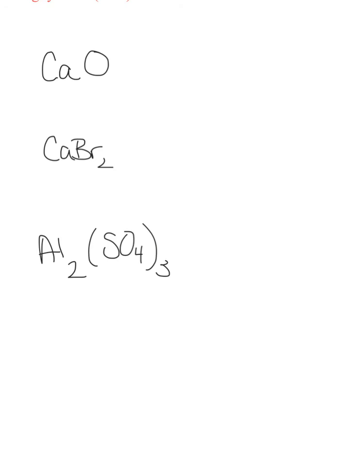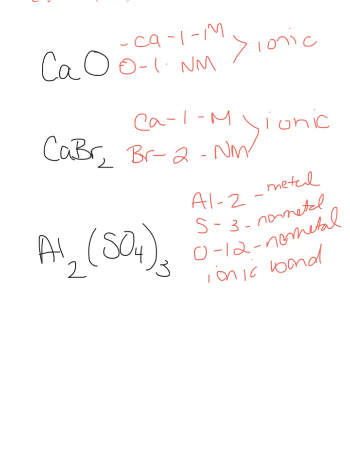All right, go ahead and pause the video and go ahead and figure these ones out too. All right, hopefully you realize that calcium, there's 1 of them, it is a metal. There's 1 oxygen, it is a nonmetal. And remember, when we have a metal and a nonmetal, we have ionic bonding.